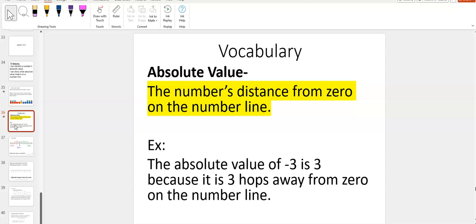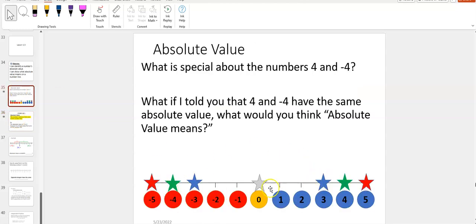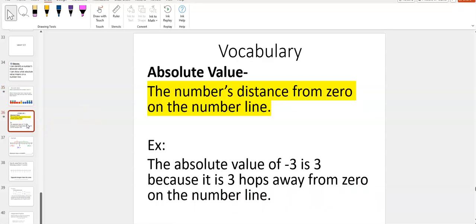Hopefully you connected absolute value to the number's distance from 0 on the number line. Because if 4 and -4 have the same absolute value, and we know that they're special because they both have the same distance from 0, then that would mean that absolute value is distance from 0 on a number line. So go ahead and write this down in your notes.